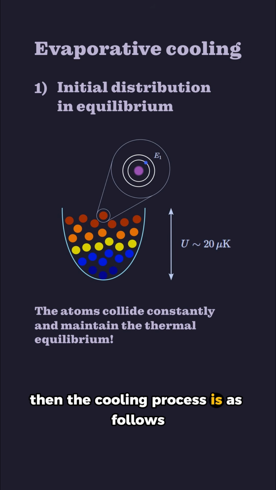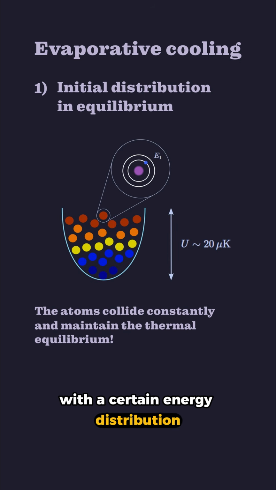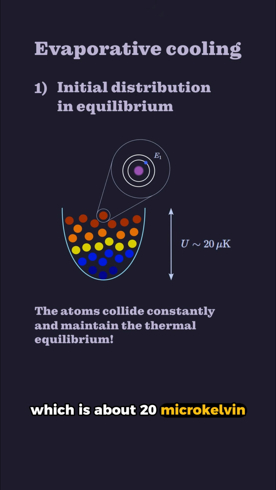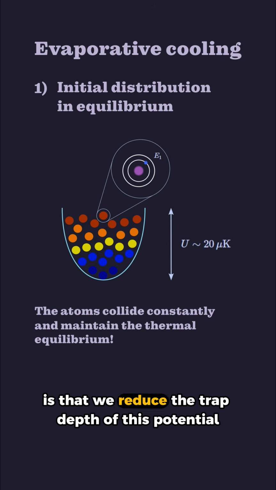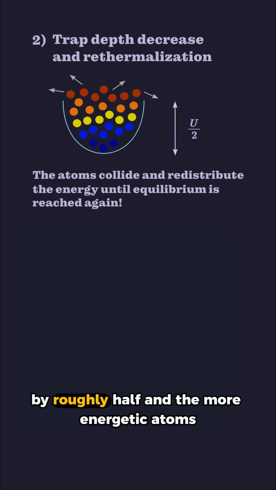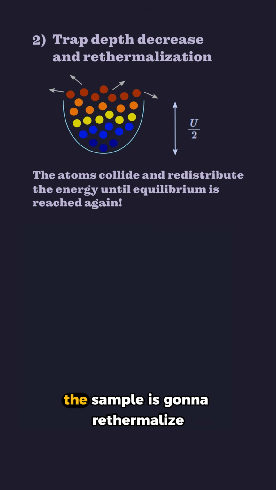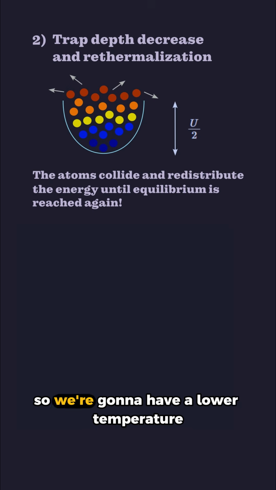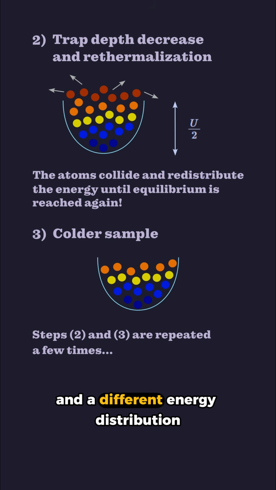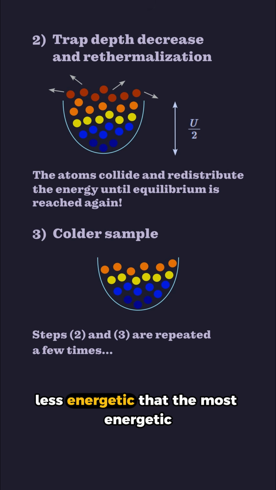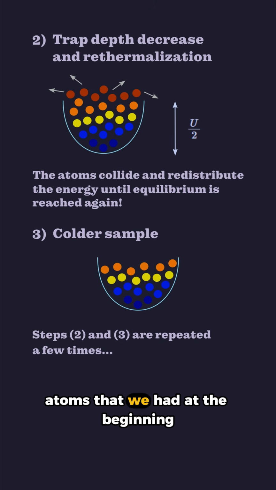Then the cooling process is as follows. We initially have a bunch of atoms with a certain energy distribution at a temperature fixed by this trap depth, which is about 20 microkelvin. And then what happens is that we reduce the trap depth of this potential by roughly half. Then the more energetic atoms, the ones that can escape the trap, will do so. And because of the collisions, the sample is going to rethermalize. So we're going to have a lower temperature and a different energy distribution, where the most energetic atoms are less energetic than the most energetic atoms that we had at the beginning.